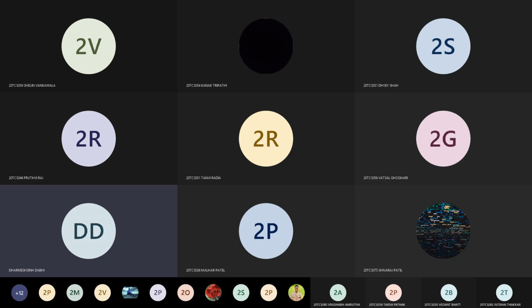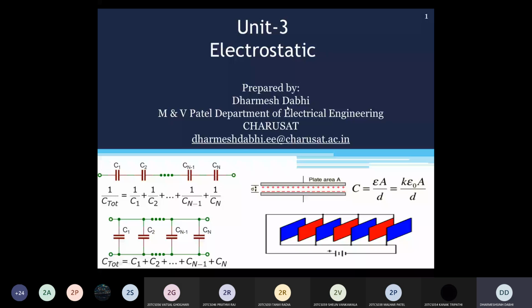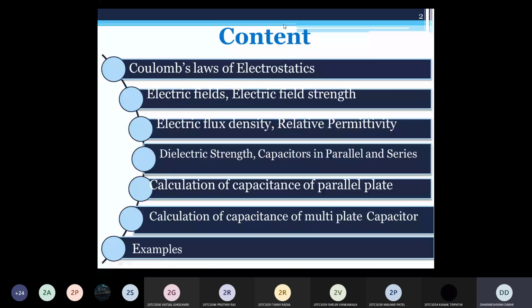Okay, so let's start chapter number 3, electrostatics. Let's see the outline of this chapter. First, we shall understand Coulomb's law of electrostatics, then electric field strength, electric flux density, relative permittivity, and dielectric strength. These are all terms related to electrostatics.